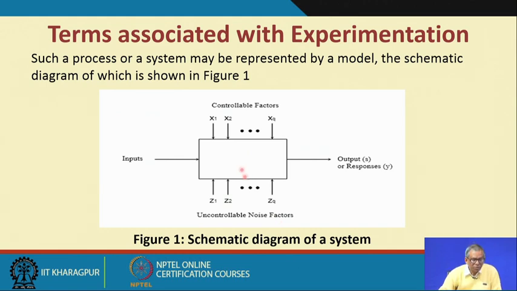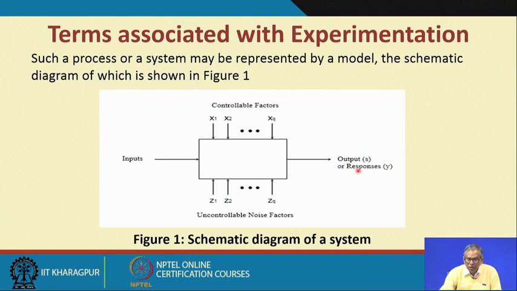So such a process or system may be represented by a model, the schematic diagram of which is shown in this particular figure. This is the system you are bothered about. Then there will be input variables, the controllable factors x1, x2 up to xq, and similarly uncontrollable noise factors z1, z2, up to zq, and you will have the output or response variables. The notation is y.